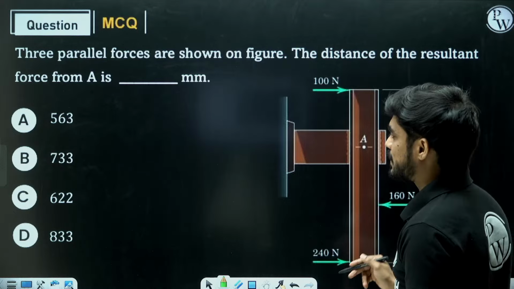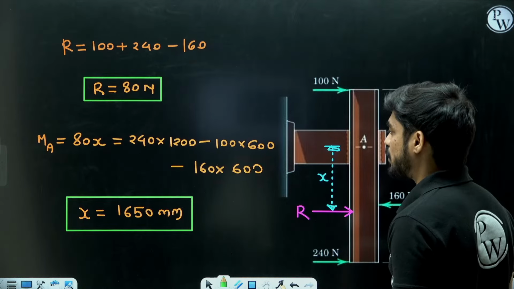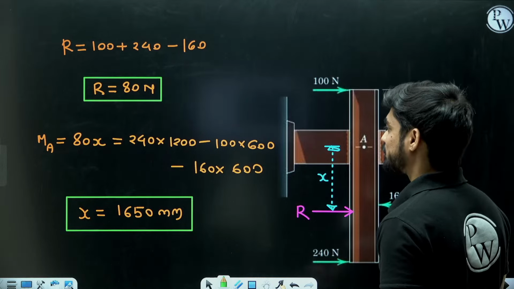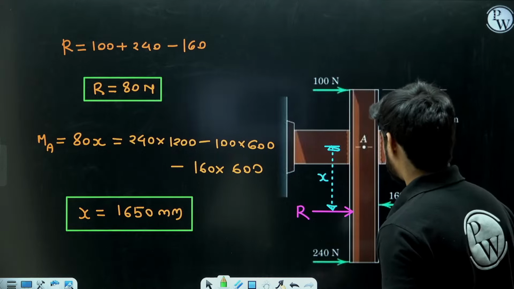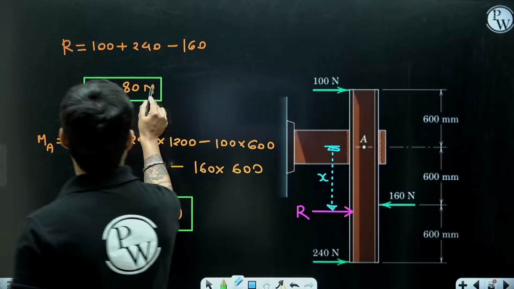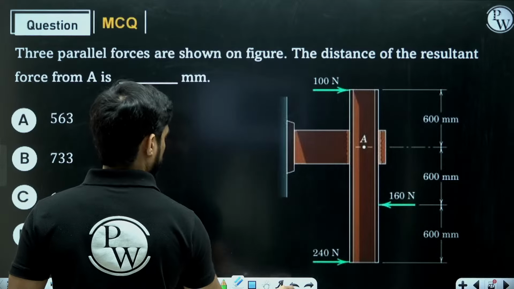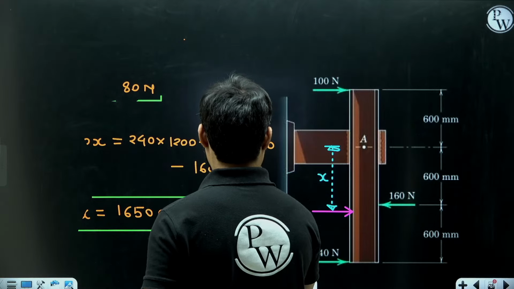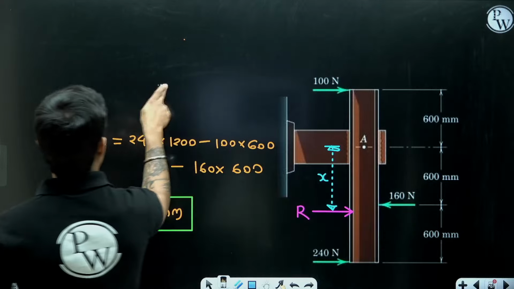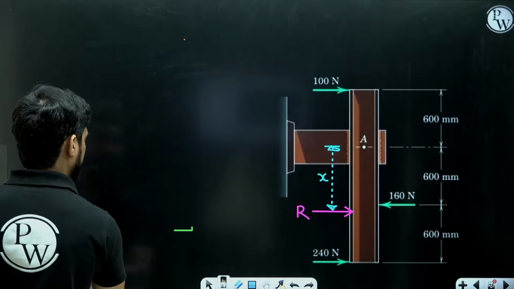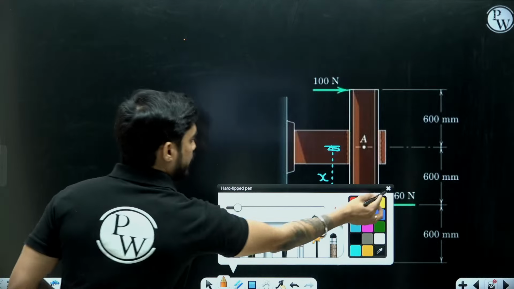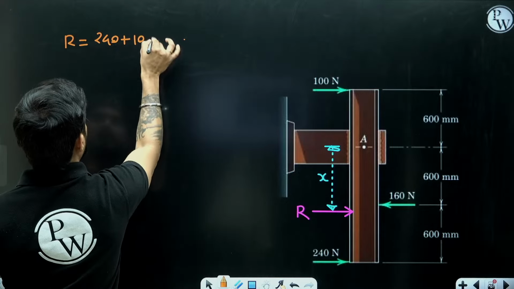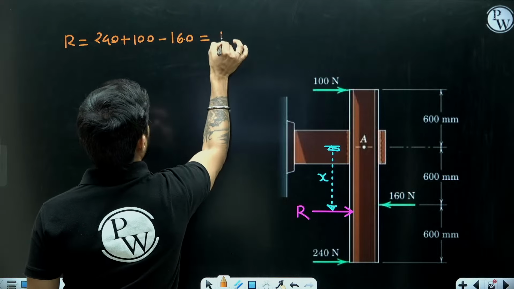Okay. So in some cases, it will also be that whether it is above or below A. Why am I getting a wrong answer? Have we done something wrong? 340. Okay, it is 180 Newton. I have done something wrong. R is 180 Newton. Yes, I have calculated the magnitude of R wrong. R will be 240 plus 100, 340 minus 160, means 180 Newton.